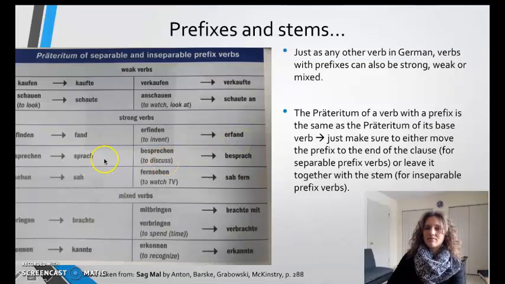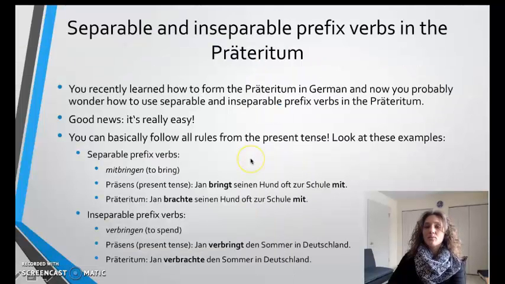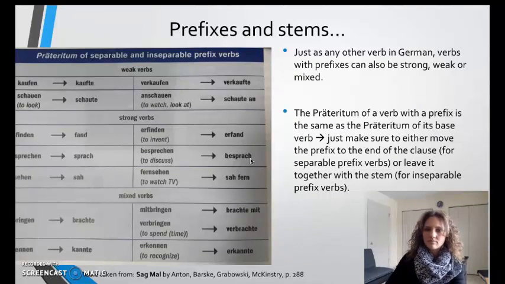Besprechen, to discuss, still has the same base sprechen. You just add the be, and then you keep the be where it is, and you change the stem to besprach. And this works for separable prefixes too. My computer is doing weird things here, I'm sorry, it just does it on its own, I didn't even touch anything. But importantly here, for fernsehen, sah fern, you also get the separation. The fern moves all the way to the end, but sehen just becomes sah. Pretty straightforward. And with mixed verbs, it's the same story.